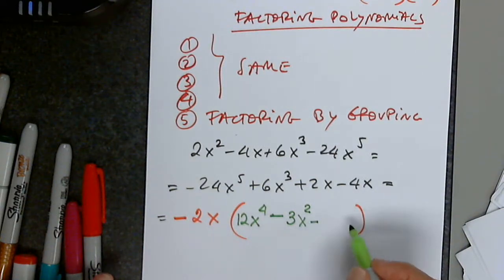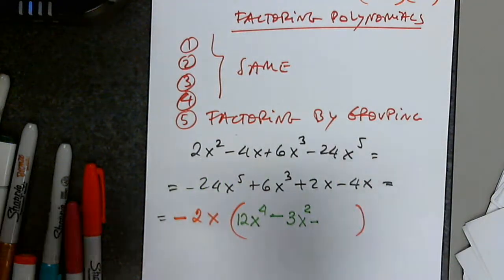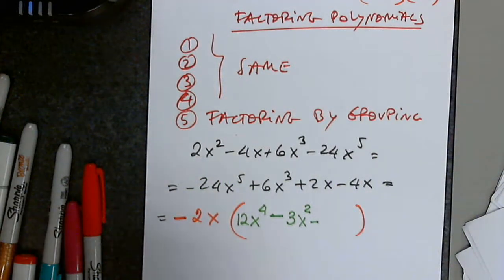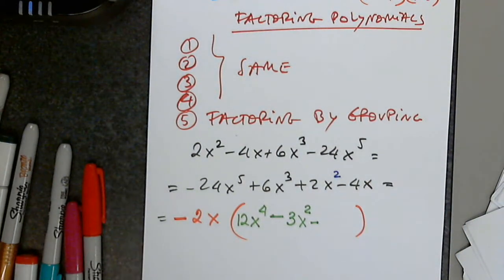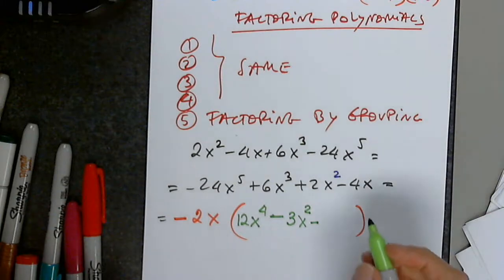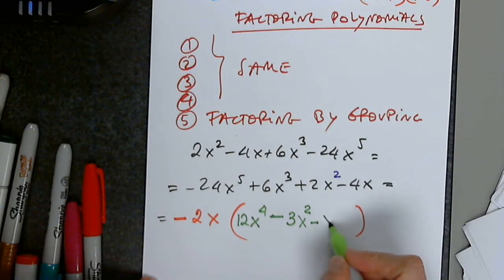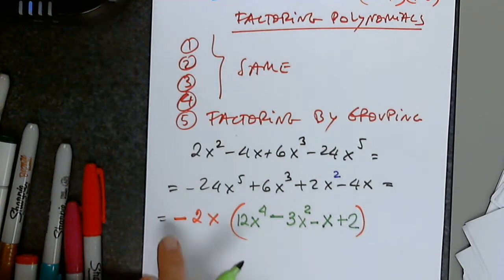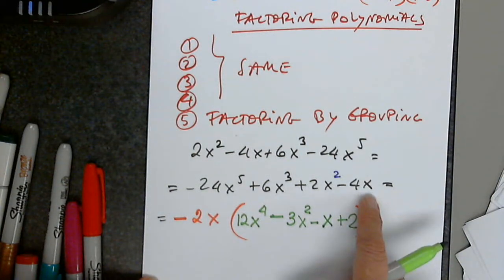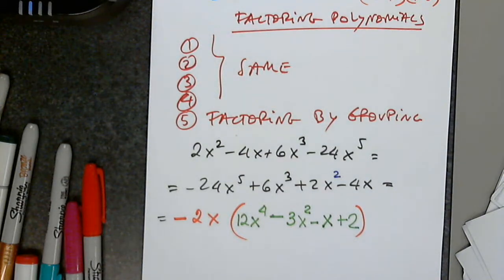Yes, minus. Oh, I messed up something. I'm sorry. I didn't copy the power. This is 2 here. Sorry. Good. Minus x. Just x. And plus just 2, because negative 4x times 2 will give us negative 4x. Then this is it. There is nothing else we can do there.